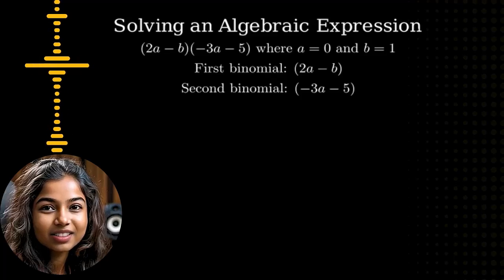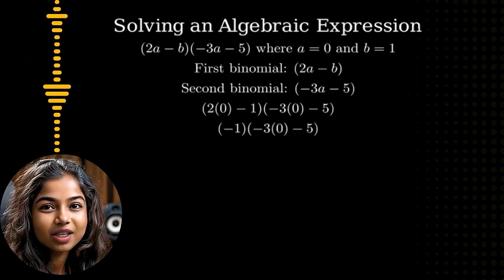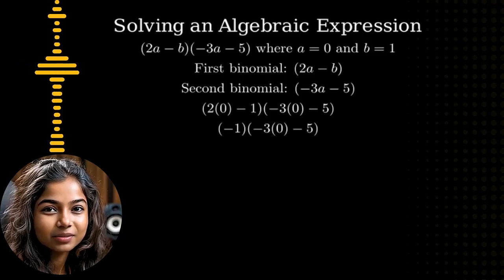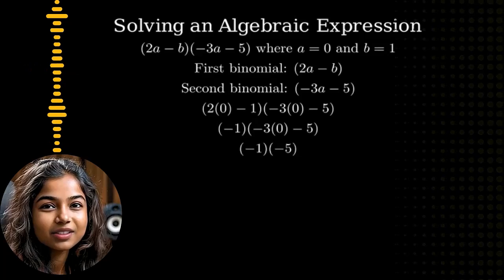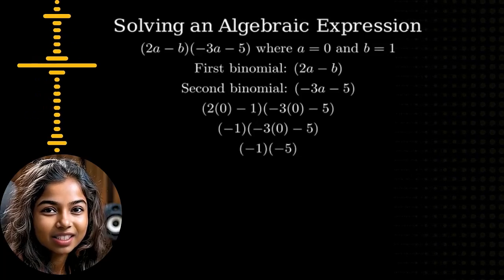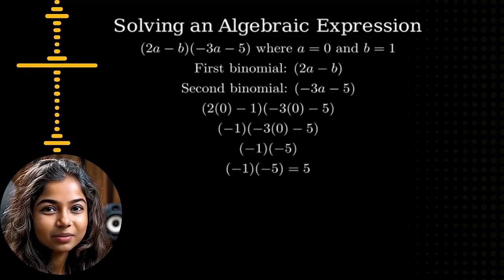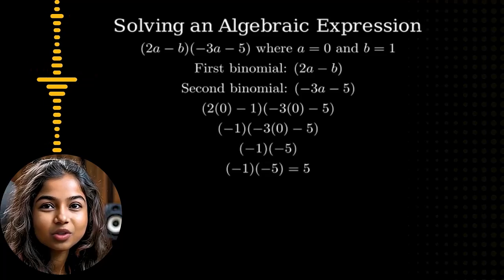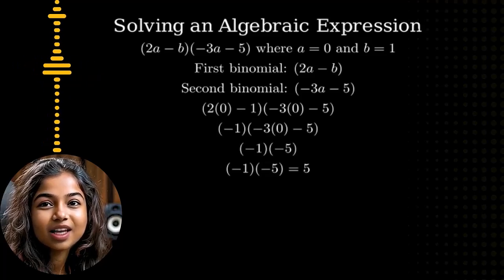Now, let's substitute the values we're given. When a equals 0 and b equals 1, let's see what happens to our first binomial. In the first binomial, 2 times 0 minus 1 gives us negative 1. In the second binomial, negative 3 times 0 minus 5 gives us negative 5. Now, we can multiply these numbers together. Remember, when we multiply two negative numbers, the result is positive. So, negative 1 times negative 5 equals positive 5.